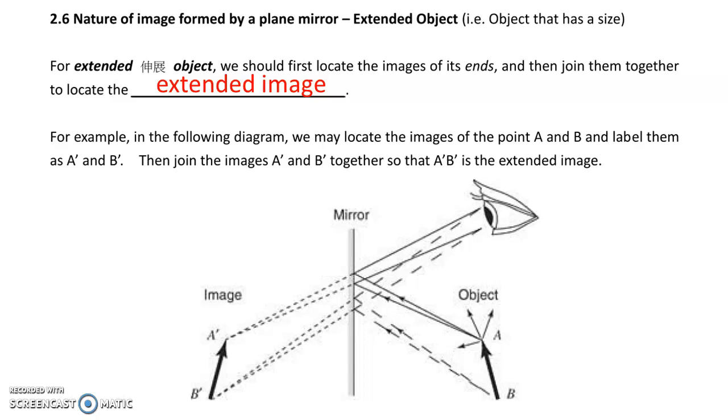To locate the image of an extended object is not difficult. You just have to locate the images of the ends of the extended object, like this. This is A. This is the image of A, A dash. This is B. This is the image of B, B dash. So the whole image of the extended object AB is A dash, B dash. Sounds easy, right?